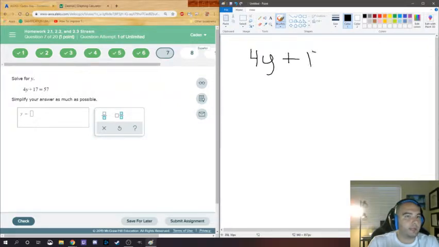4y plus 17 equals 57, minus 17 on both sides.